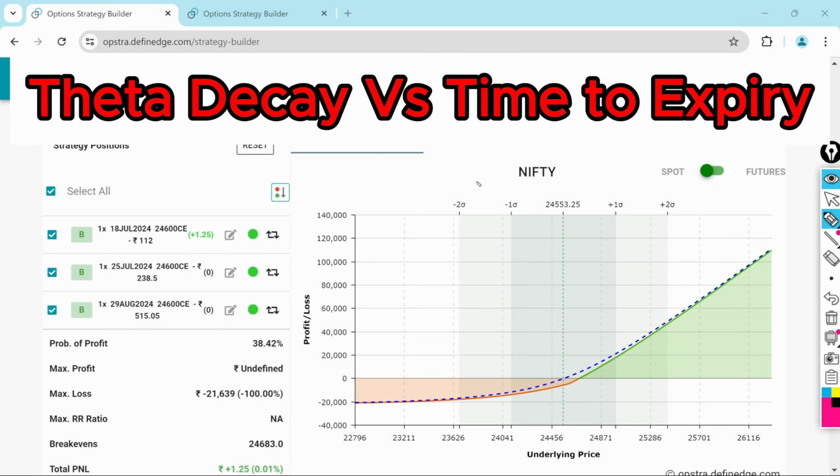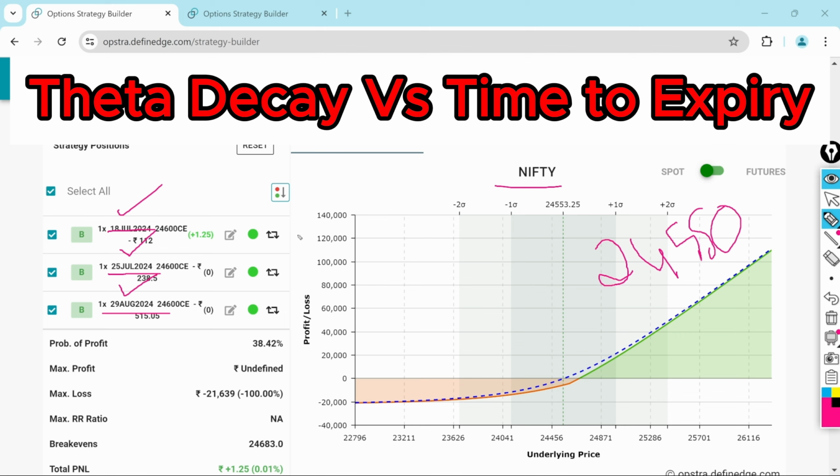In this example, we understand theta decay with respect to time. To demonstrate this, we are using the Nifty index as an example. Nifty is currently trading around 24,550. Here you can see I selected three options. One is expiring on the 18th July, you can see it over here, another is expiring on the 25th July, and another option is expiring on the 29th August.